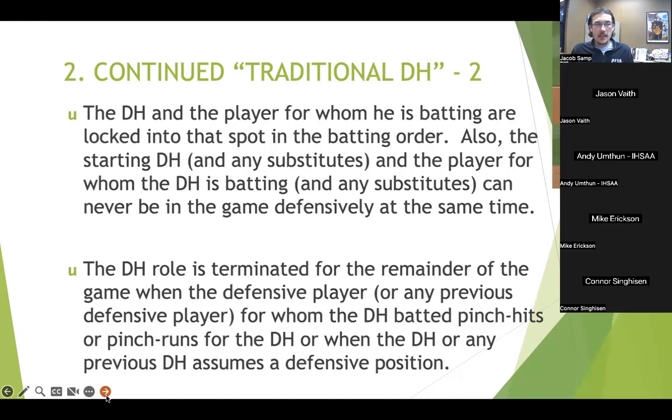The designated hitter is locked in. Basically, you can't move your designated hitter around in the lineup. If Baker is your designated hitter in the 7 spot, you can't all of a sudden say that Smith in the 3rd spot is now your designated hitter.